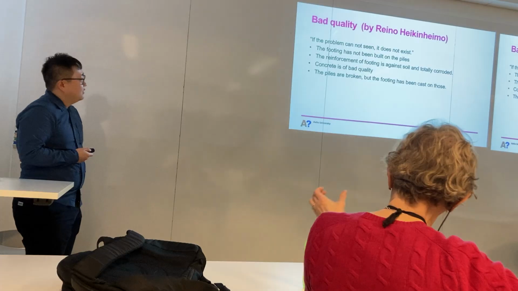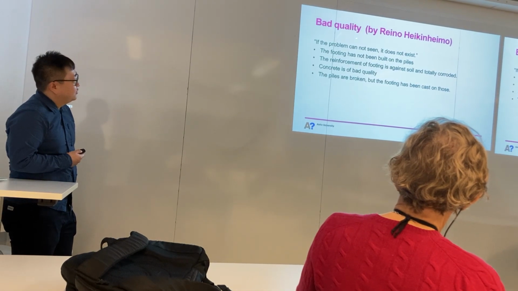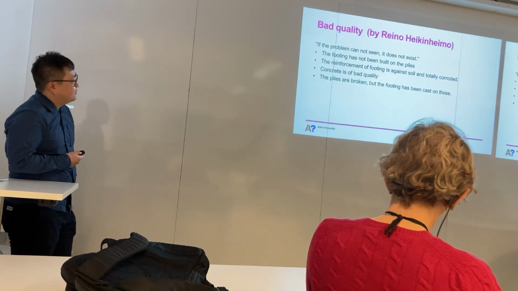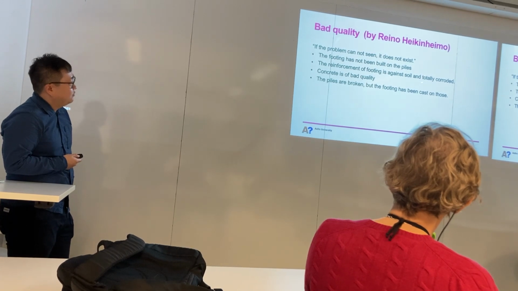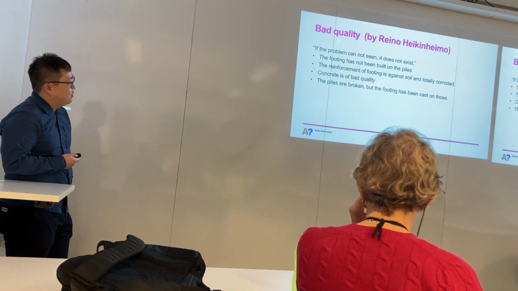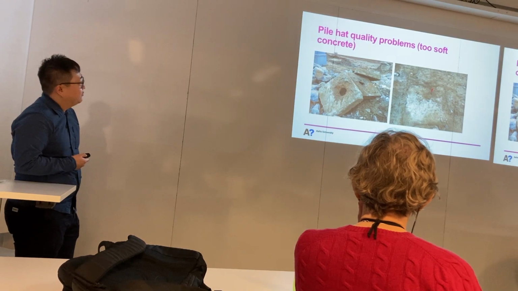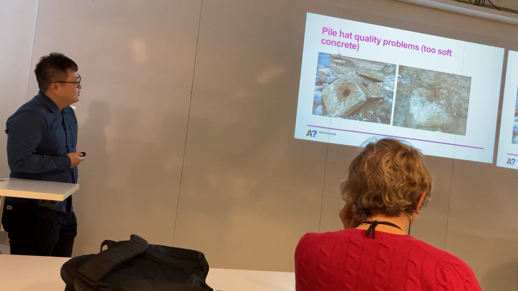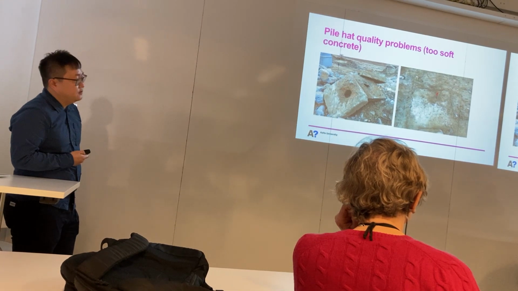Also, some accidents in engineering happen due to bad quality. For example, the footing has not been built on the piles, or the reinforcement of the footing is against soil because of corrosion, and the concrete is of bad quality, and the piles are broken. So here is an example of the pile cap structure with bad quality problems, because the concrete maybe is too soft.